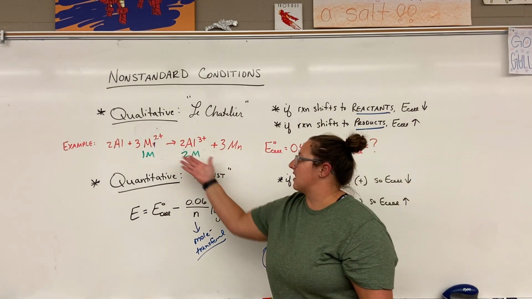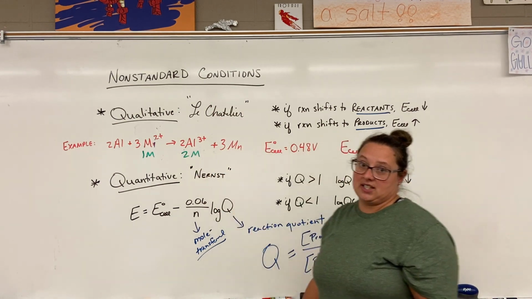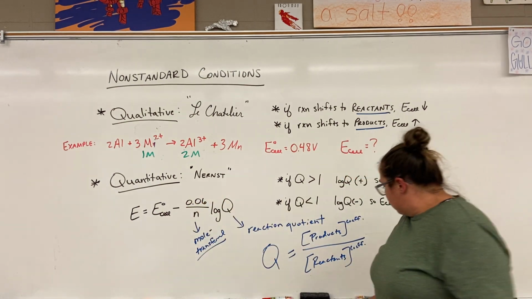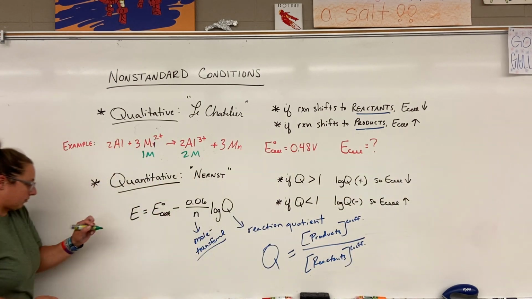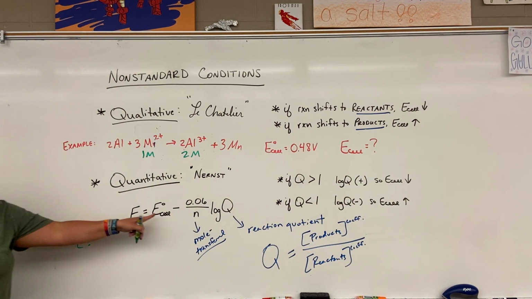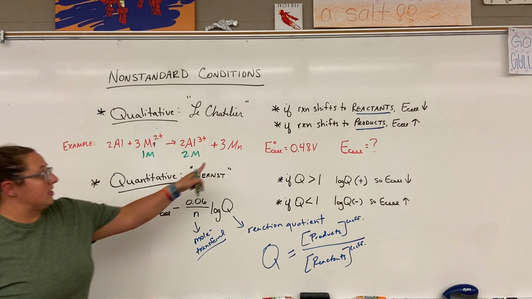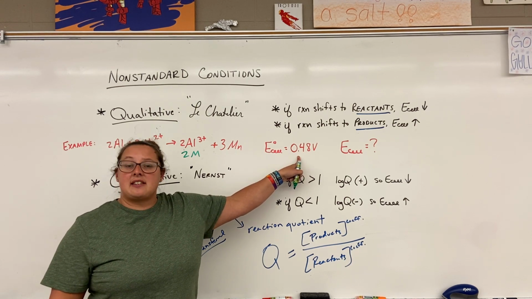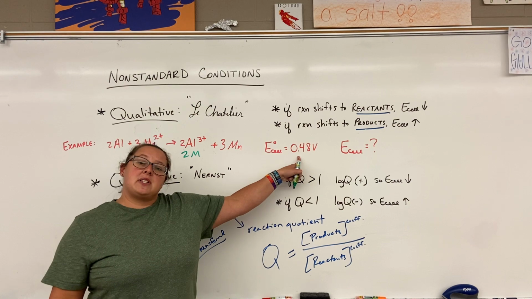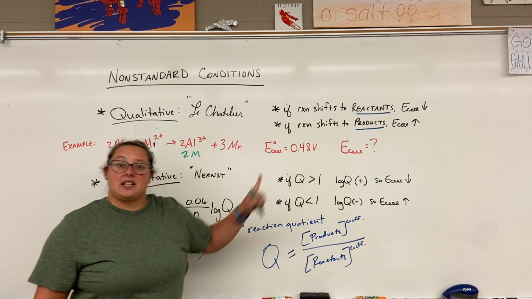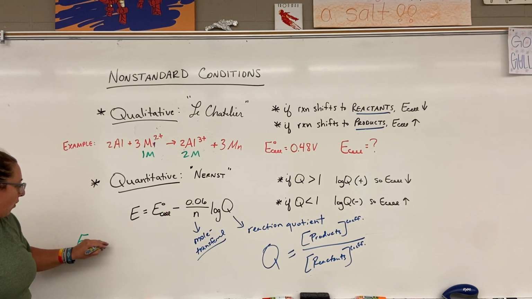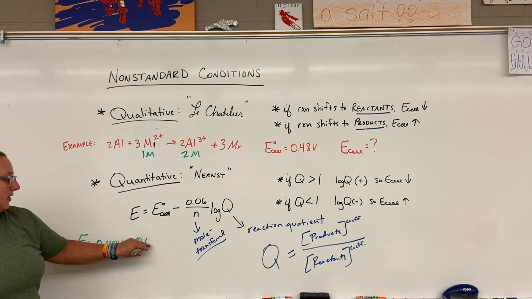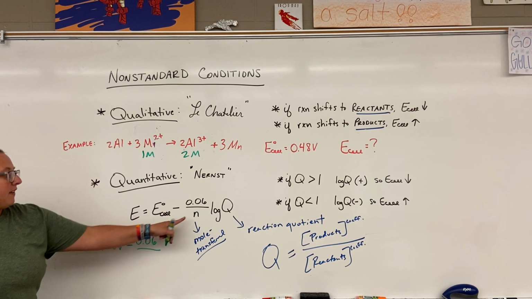If I change these conditions, I am now at non-standard conditions. So we are going to plug in everything into this equation. E cell is what we're finding. E not cell means standard conditions, and so we plug in the 0.48 volts. Where I got this number is I took the E cell from our standard reduction potentials, and I took my reduced minus my oxidized. That's where I got that number. So I get 0.48 volts minus 0.06, divided by N.